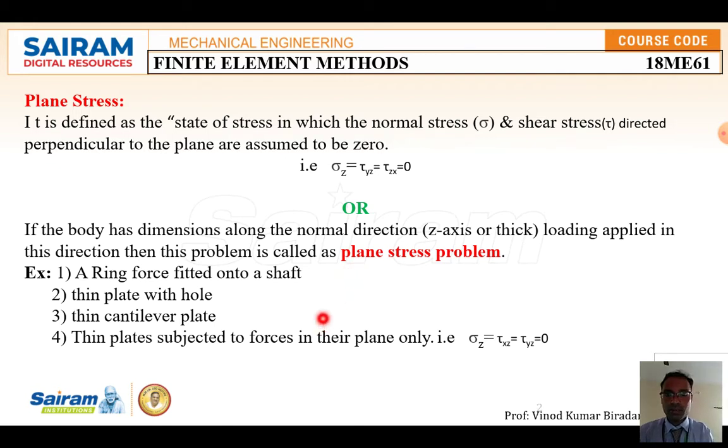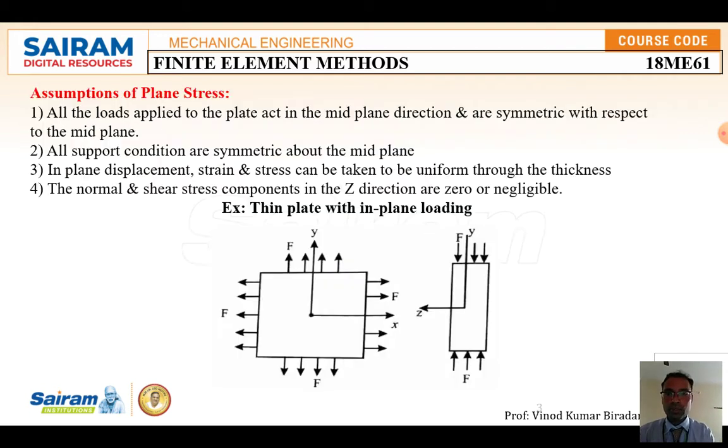These are some examples of plane stress: a ring force fitted onto a shaft, a thin plate with a hole, a thin cantilever plate, a thin plate subject to forces in its plane only, that is sigma z is equal to tau xz and tau yz, which is equal to 0. To understand plane stress, there is no load acting in the third direction, so the stresses in the third direction become 0. Such a condition we are going to call plane stress. These are some assumptions we consider in the plane stress case.